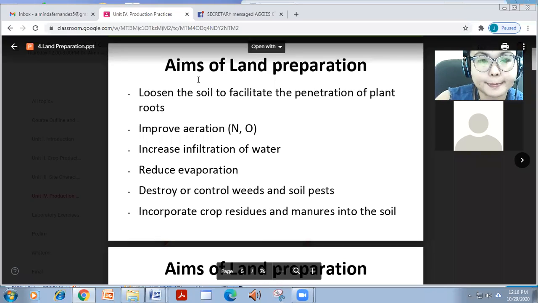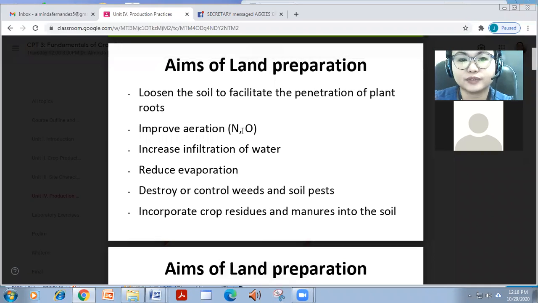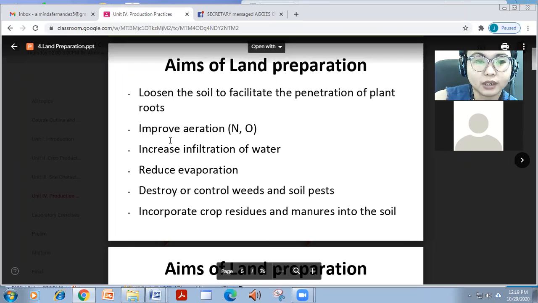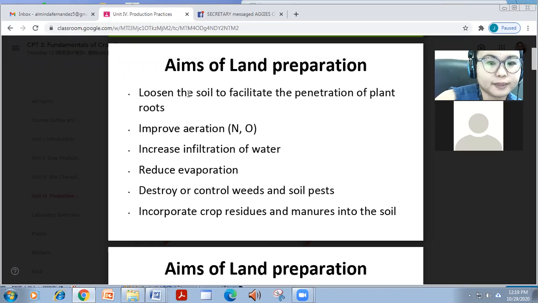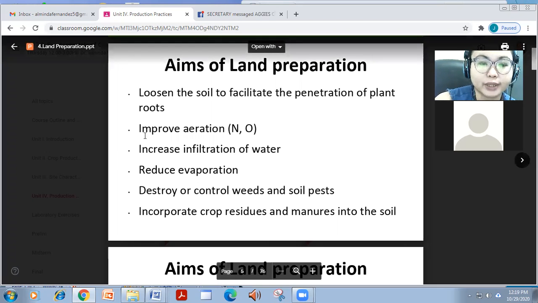First is to loosen the soil to facilitate penetration of plant roots. This is actually the main aim. Why do we need to till the land, or plow the land, or weed it out, and then till it using a bolo? It helps the plant roots penetrate into the soil, since all of the nutrients are extracted from the soil by the roots with the help of water.